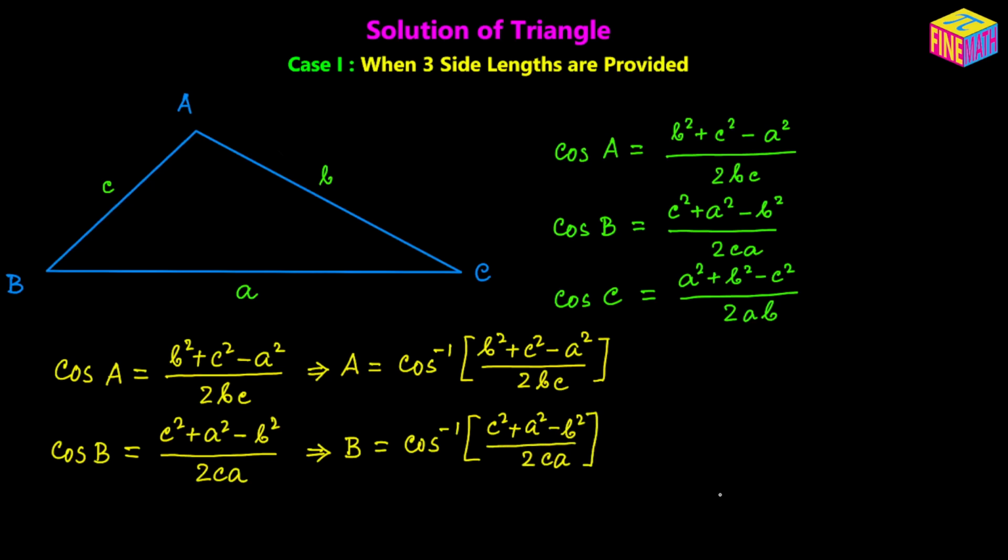And once we have found 2 angles, the third angle is very easy to find. We can say that the third angle C will be equal to 180 degrees minus the sum of A and B. We can use the cosine law also, but why do we have to if we can easily find it this way? So this is the easiest way of finding the interior angles when the 3 side lengths have been provided. Now let's take an example.